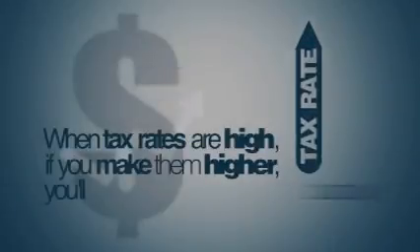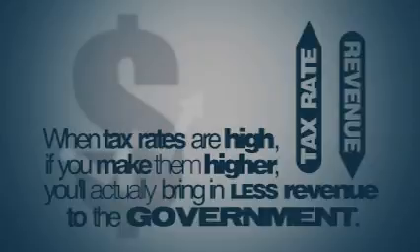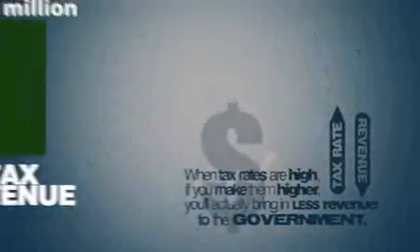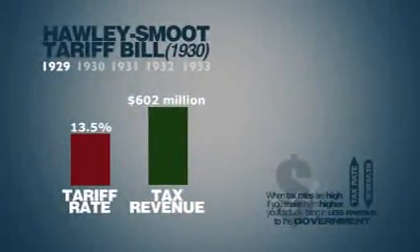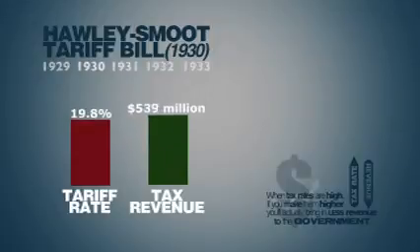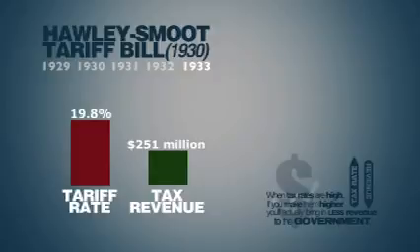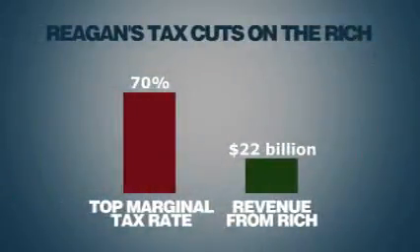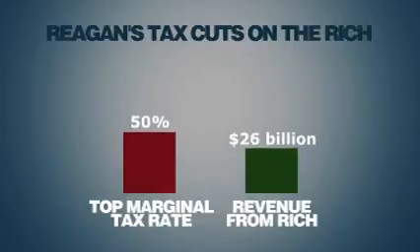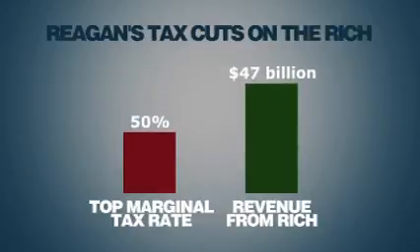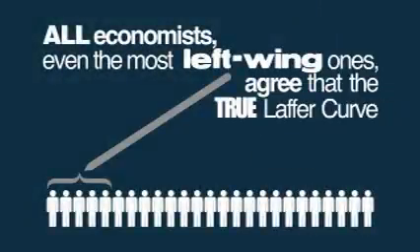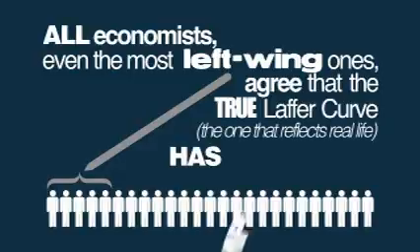It means that when tax rates are high, if you make them higher, you'll actually bring in less revenue to the government. This has in fact occurred in practice. For instance, during the Great Depression, when Congress passed the Hawley-Smoot tariff bill, although the bill raised taxes on imported goods, the revenue that came from those taxes actually decreased. A more recent example occurred in the early 1980s. After President Reagan and Congress drastically reduced the tax rates on the rich, the tax revenue that came from the rich actually increased. All economists, even the most left-wing ones, agree that the true Laffer curve, the one that reflects real life, has a hump.